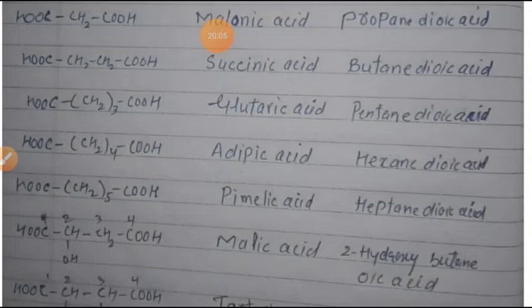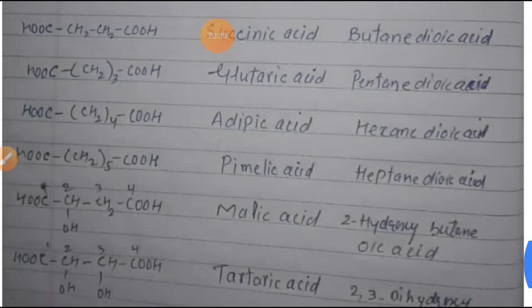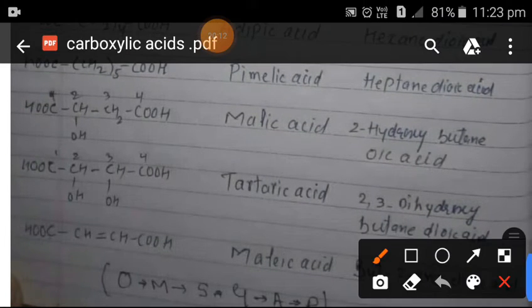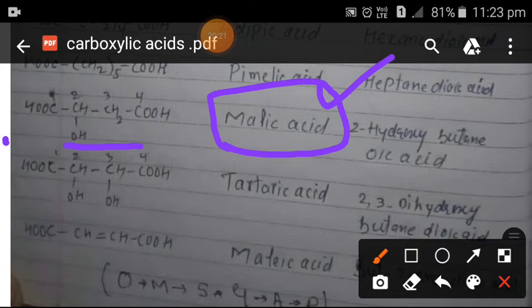So you must remember these names of these dicarboxylic acids. Accordingly, this molecule of the dicarboxylic acid is commonly called malic acid, one of the most common names. So this is called the malic acid. For the IUPAC name of the compound, you must give the numbering of the chain which contains the main functional groups.